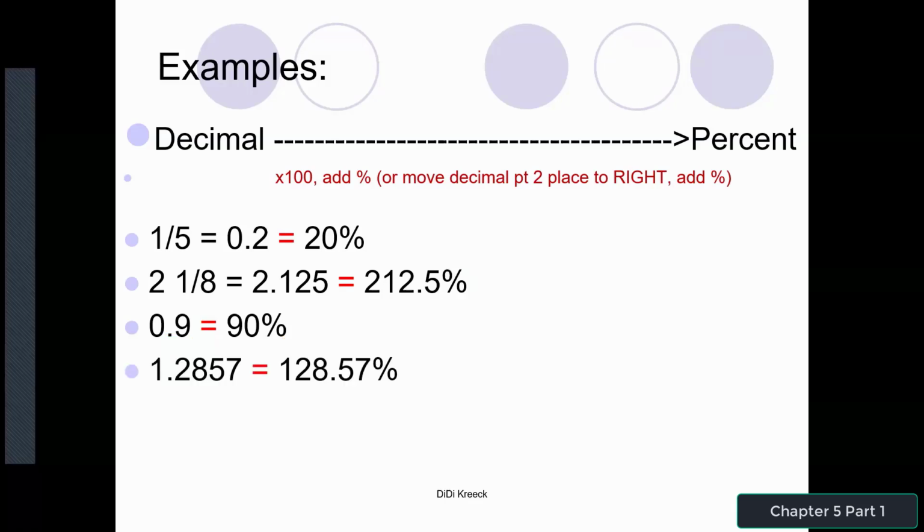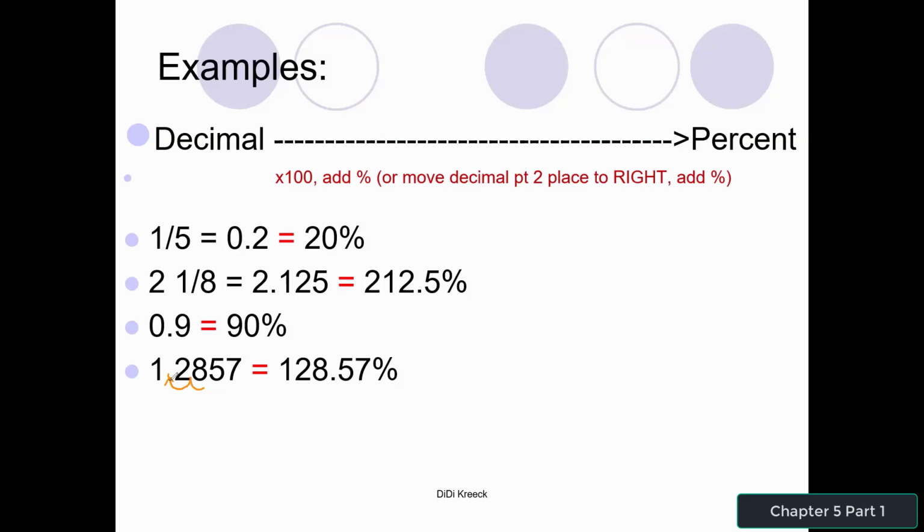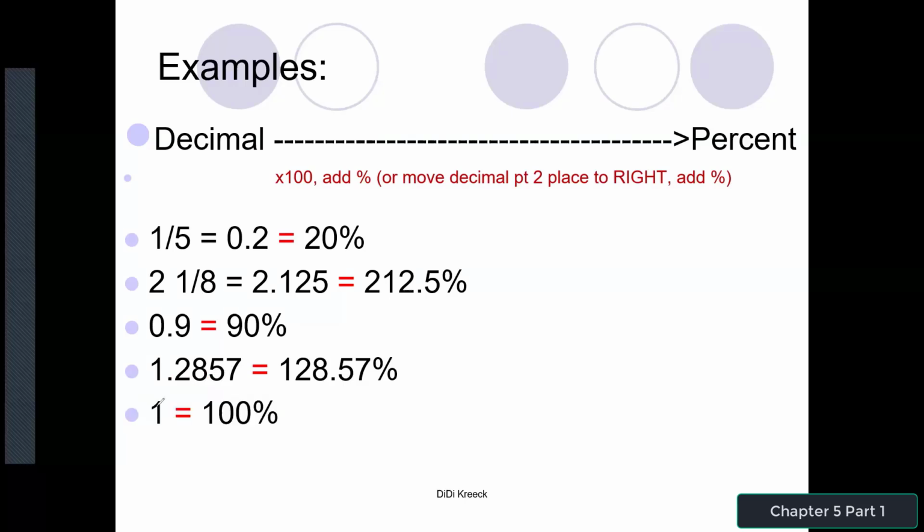Okay, same thing, 1.2857 is a decimal number, no fraction, no mixed number. So simply multiply this decimal number by 100 and add percent, or move the decimal point 2 places to the right. Okay, 1 place, 2 places to the right, and then this will be 128.57 and add percent. If we have 1, then it will be 100%. If we have 2, it will be 200%. If we have 3, it will be 300%. If it's a 5, then it's 500%.